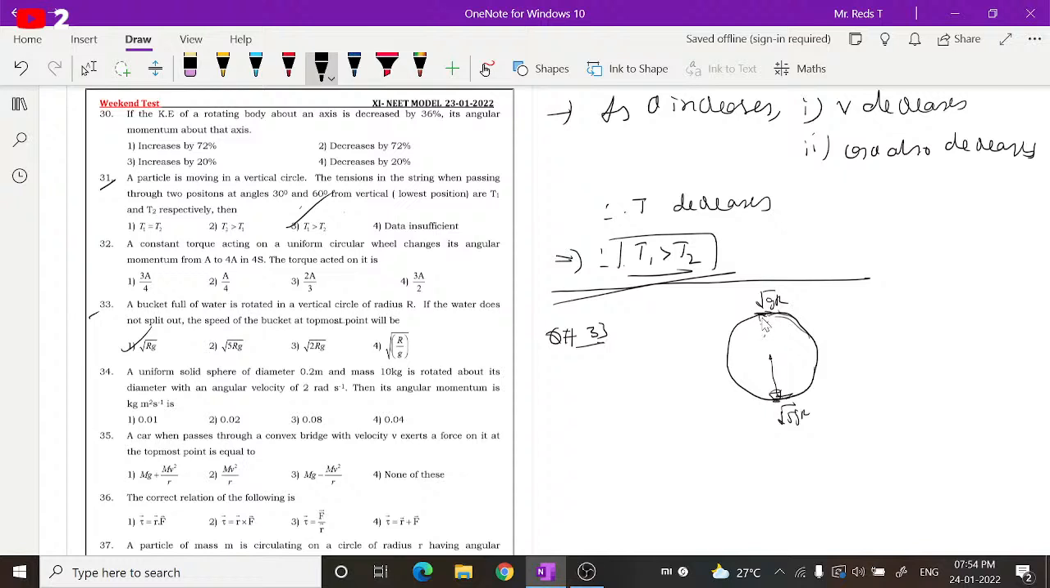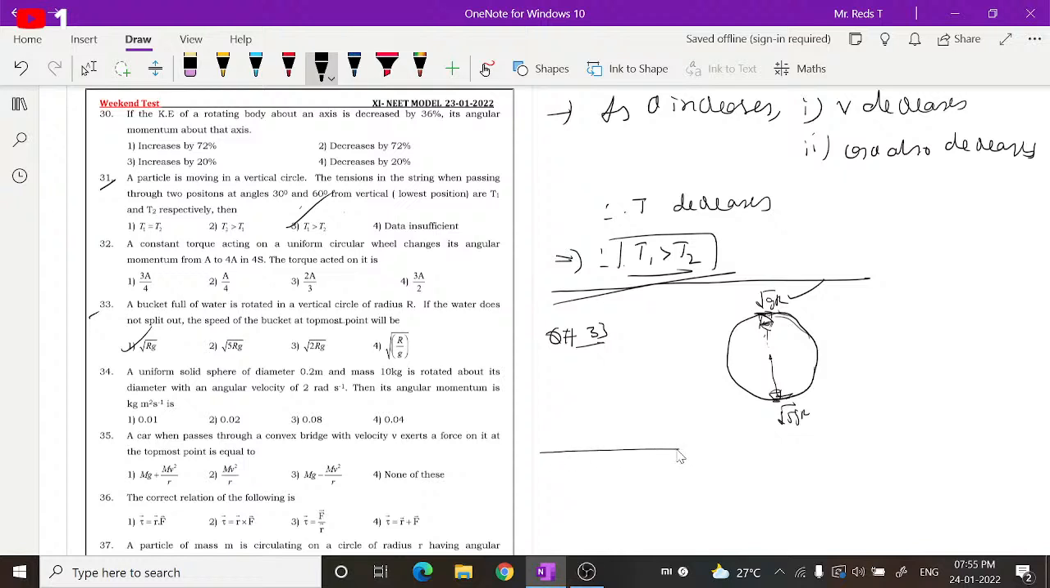Then only it will possess root gr here by the time it goes here. Got it? Otherwise, it should not have reached here. If it is less than that, it will go somewhere here and fall down. That means water will spill out. So if it is equal to this or greater than that, then it will not spill. So the minimum speed of the bucket at the topmost point, if it is not spilling, should be root gr. That is what you have to understand. So option 1 is the right one.